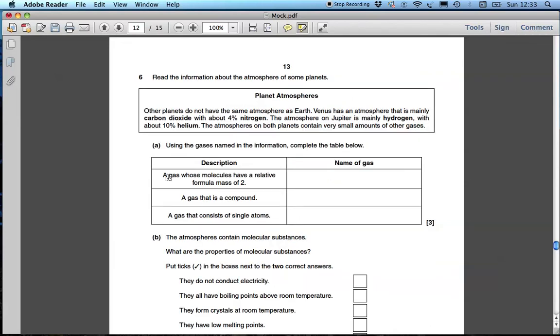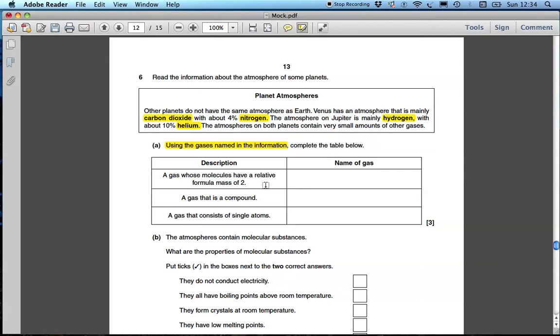You were then asked to read some information about the atmosphere on different planets, and this was a point that was missed by a few of you, using the gases named in the information. Okay, so the gases we could choose from are hydrogen, helium, nitrogen, and carbon dioxide. Some of you mentioned oxygen as one of your answers, which isn't one of these options, so please be careful with that. So start off with a gas whose molecules have a relative formula mass, an RFM, of 2.